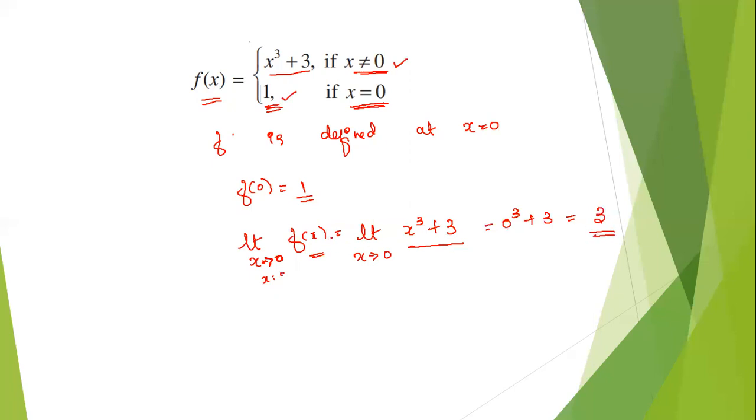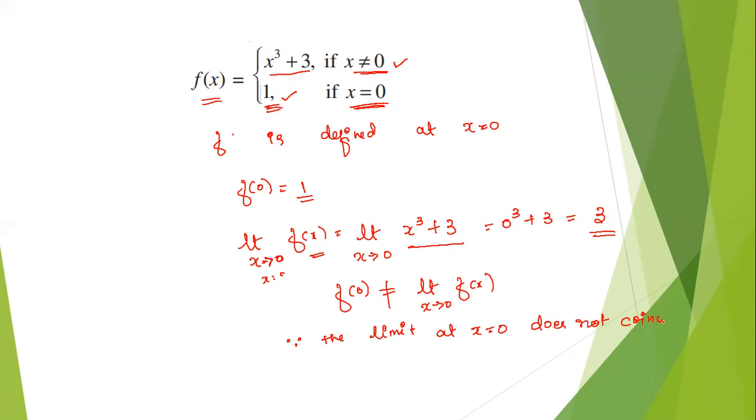So now if you see our f of 0 functional value is not equal to limiting value, correct? So we say, since the limit at x is equal to 0 does not coincide with f of 0, we say the function is not continuous at x is equal to 0. Therefore, our function is not continuous.